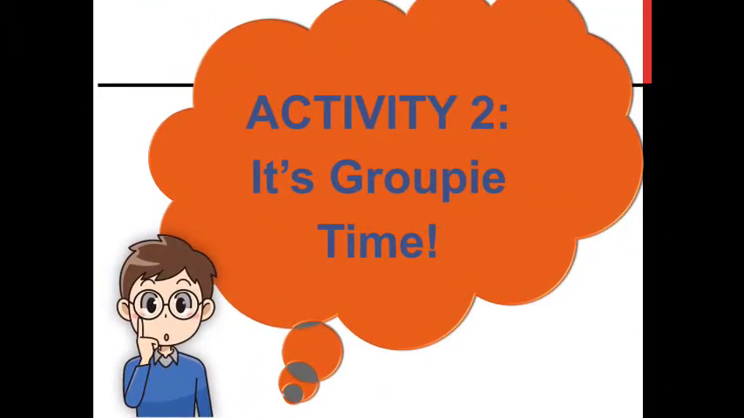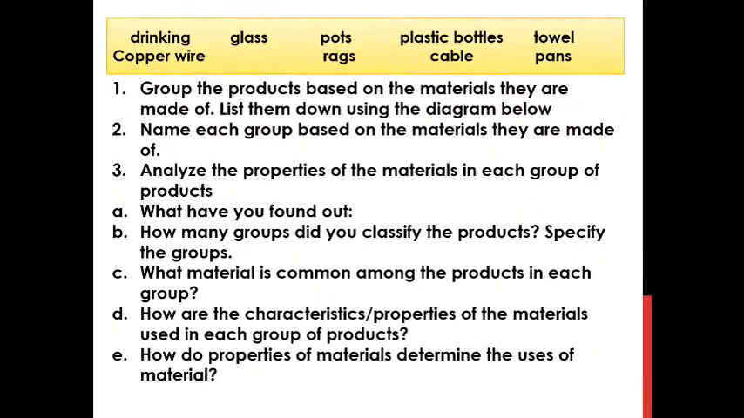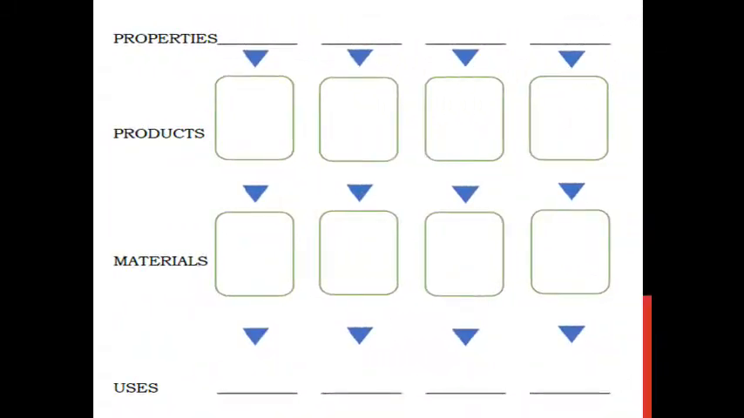Next, we have activity 2. It's a groupy time. So, you have to group the product based on the materials they are made of. List them down using the diagram below. So, meron tayong diagram. So, ano yung mga properties of materials? So, properties, yung products, then uses.